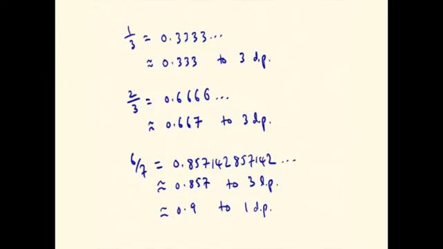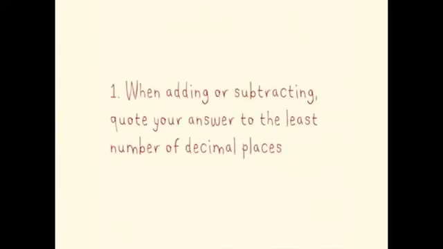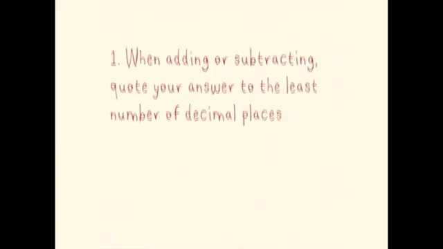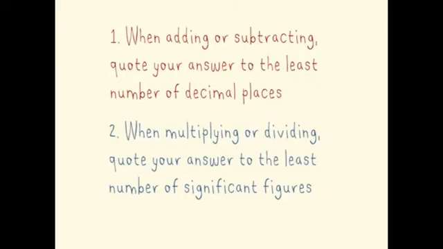Okay. Now the real number line is equipped with an arithmetic. You can do addition, subtraction, multiplication and division. And there are various rules for handling approximations when you apply these arithmetic operations. The first rule, when adding or subtracting, quote your answer to the least number of decimal places that is used. The second rule, when multiplying or dividing, quote your answer to the least number of significant figures that are used. I'll explain what significant figures are in a moment, but let's just illustrate the first rule.